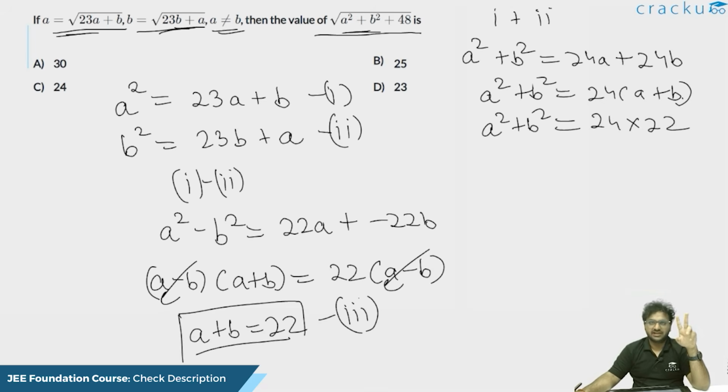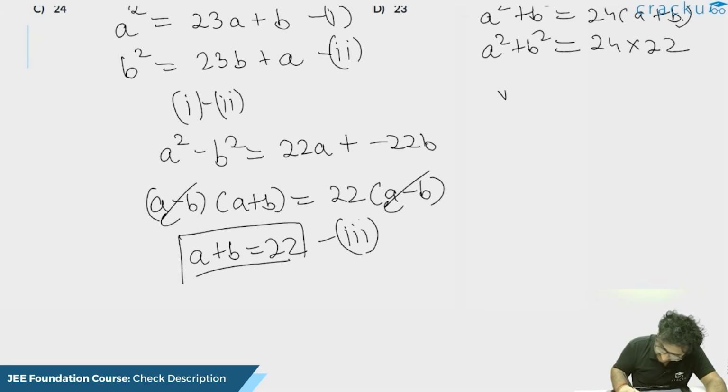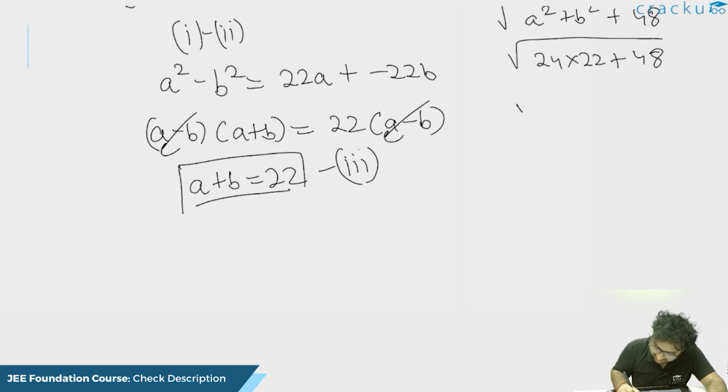Now there are two methods. Either I multiply them, or instead of multiplying, I will just replace it directly into under root a square plus b square. So we have been asked under root a square plus b square plus 48. So let us replace a square plus b square by 24 into 22. So 24 into 22 plus 48.